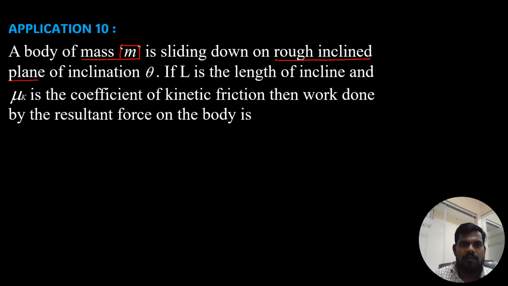This inclined plane makes an angle theta with the horizontal, so the inclination is theta. Capital L is the length of the inclined plane. And since this is a rough inclined plane, there is a coefficient, mu k, which we call the coefficient of kinetic friction. Kinetic is nothing but, in this case, motion.